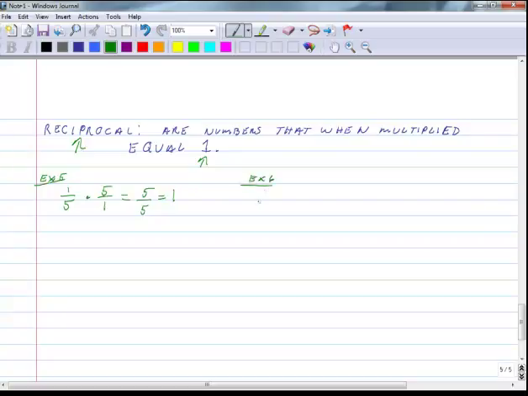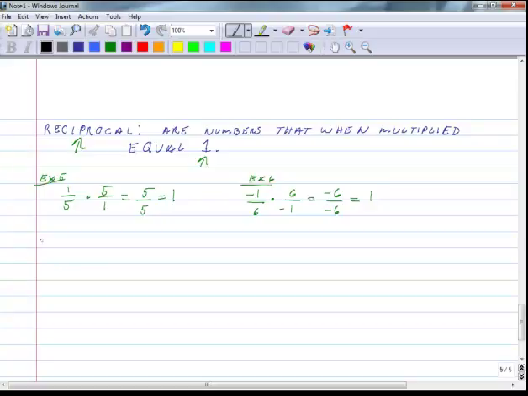What about if I had negative 1 over 6? What's the reciprocal of that? Well, 6 over 1, and I have to make it negative, and it doesn't matter if I put the negative up here or down here, but for kicks and giggles we'll make it down there. So negative 1 times 6 is negative 6, and 6 times negative 1 is negative 6. Negative 6 divided by negative 6, well, a negative divided by a negative is a positive, and 6 divided by 6 is 1. So the reciprocal of negative 1/6 is negative 6, or negative 6 over 1.